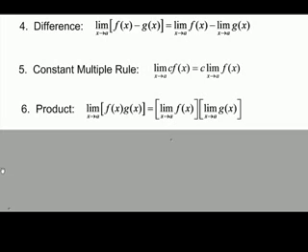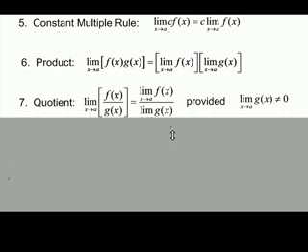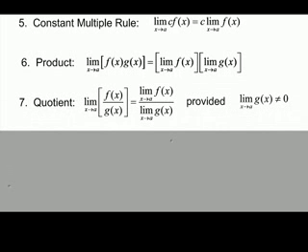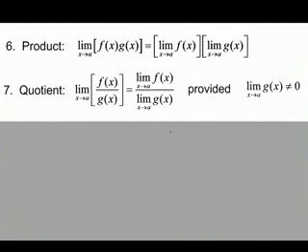The product rule. If you have a limit of a product, that is going to be the product of the limits. If f of x and g of x are multiplied together, you can find the limit of f of x, find the limit of g of x, and multiply the numbers together. The limit of a product is a product of limits. We have a similar rule for a quotient. The limit of a quotient is a quotient of limits.